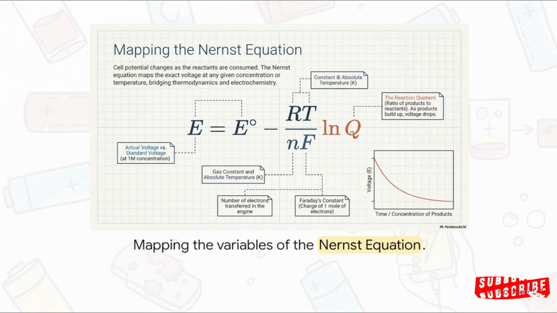So, while the standard voltages we just looked at assume pristine, perfect laboratory conditions, the real world is messy. As a battery runs, it consumes its chemical reactants, right? Well, the Nernst equation bridges thermodynamics and electrochemistry to calculate how a cell's actual, real-time voltage naturally drops as products build up and reactants get depleted over time. It's basically the mathematical proof of why your flashlight gets dimmer and dimmer as the batteries die.